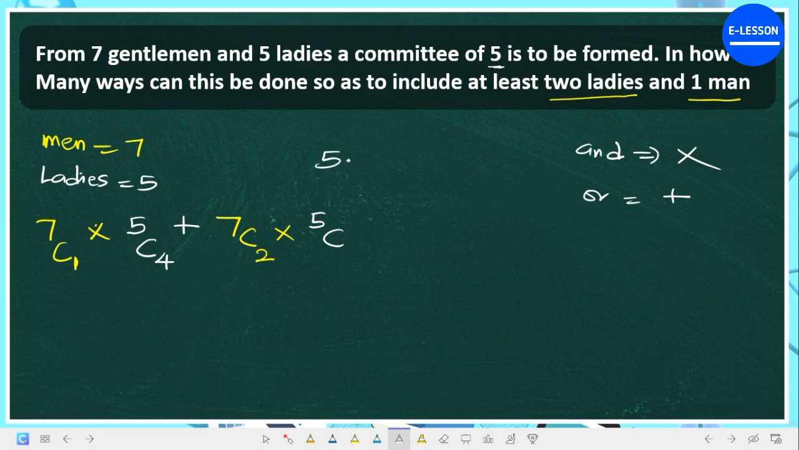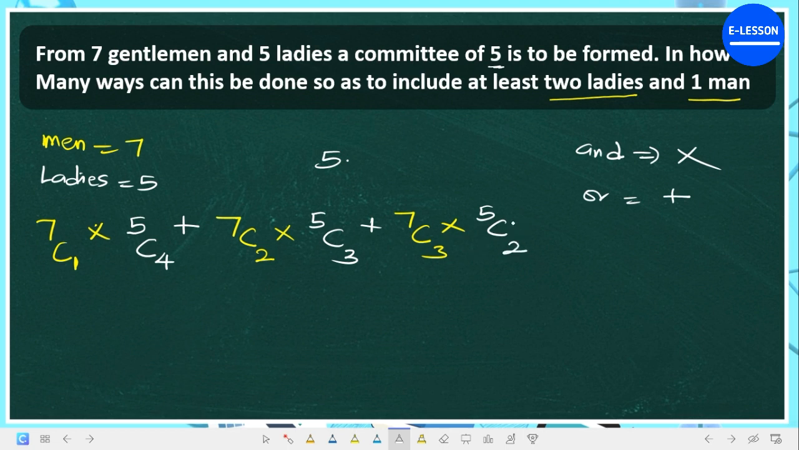So 5 people must be present. You already chose 2 men. How many women do you need to choose to make it complete? You need 3 women. Are you hearing it now? Then plus. Now the next thing is 7 combination 3, if we choose 3 men times. Now, how many women must you choose to complete it to be 5? 5 combination 2 women, which is 2 ladies.